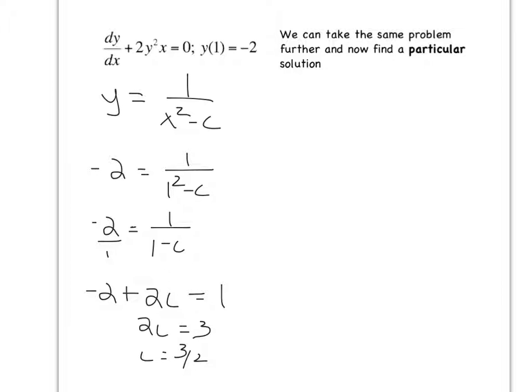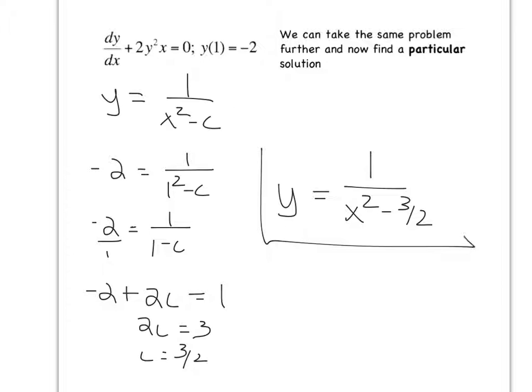So then once I have my constant, I can now write my particular solution, which would be that y equals 1 over x squared minus 3/2. So that's our first separable equation and a particular solution of that separable differential equation.